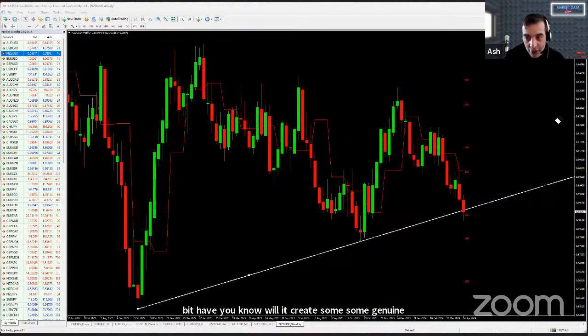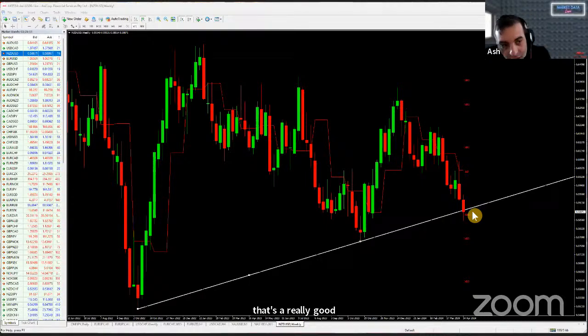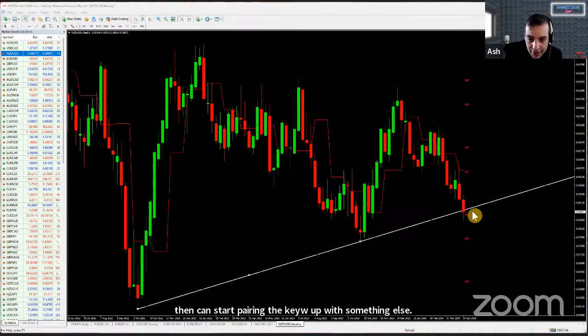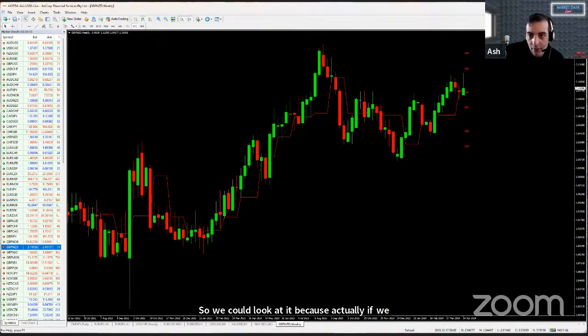Yeah, that's a really good point, Lewis. Actually, is that we then can start pairing the Kiwi up with something else. It doesn't have to be Kiwi dollar, as Lewis quite rightly says. It might be that we could look at the pound Kiwi instead, or Euro Kiwi, or Kiwi Swiss, something like that. So we could look at it, because actually, if we look down the Kiwi, pound Kiwi looks similar in as much that it may well have hit a high here.